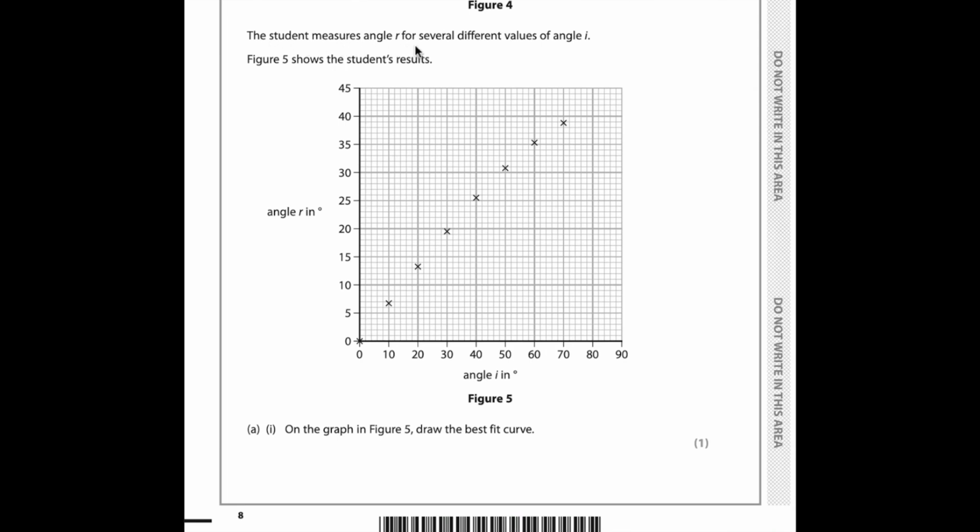The student measures angle R for several different values of angle I. Figure 5 shows the student's results. On the graph in figure 5, draw the best fit curve. Okay, so the line of best fit's going to go up like that. Looks like it's a bit curvy. I'll keep it going until we get to the end of the graph.